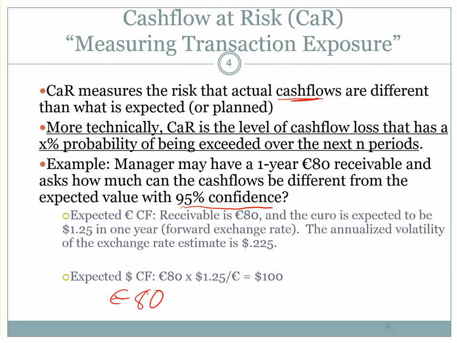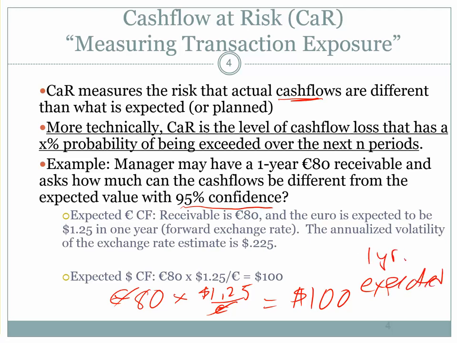In 1 year. And you're looking at the forward rate. You don't enter into a forward contract, but you look at the forward rate and you see that the euro's forward price for 1 year is $1.25. So you expect to receive $100. That's the expected amount in 1 year. So the manager may ask, what are the chances that things are going to be different? Or another way of asking it, given some probability, how much can we lose?